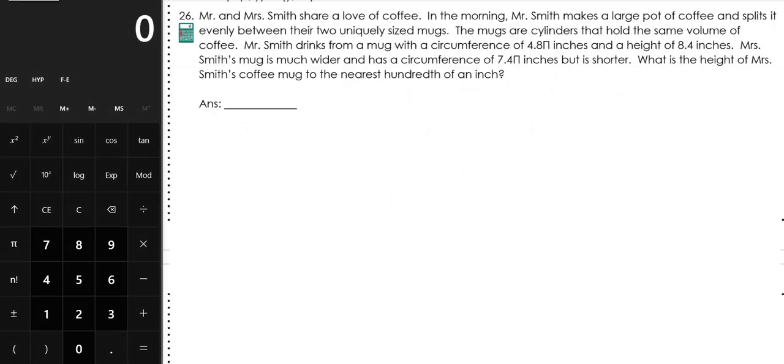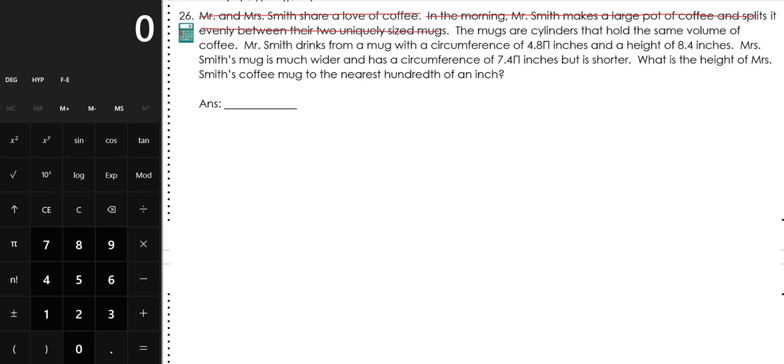Number 26, calculator question. Now I'm going to give you a heads up. This is one of the trickiest questions in this packet, so I'm going to take it step by step. Mr. and Mrs. Smith share a love of coffee. Thank you, but not relevant to the problem. In the morning, Mr. Smith makes a large pot of coffee and splits it evenly between their two uniquely sized mugs. Okay, so we're talking about some mugs here. Other than knowing that it's in the morning and that he likes to share, that's not really very helpful.